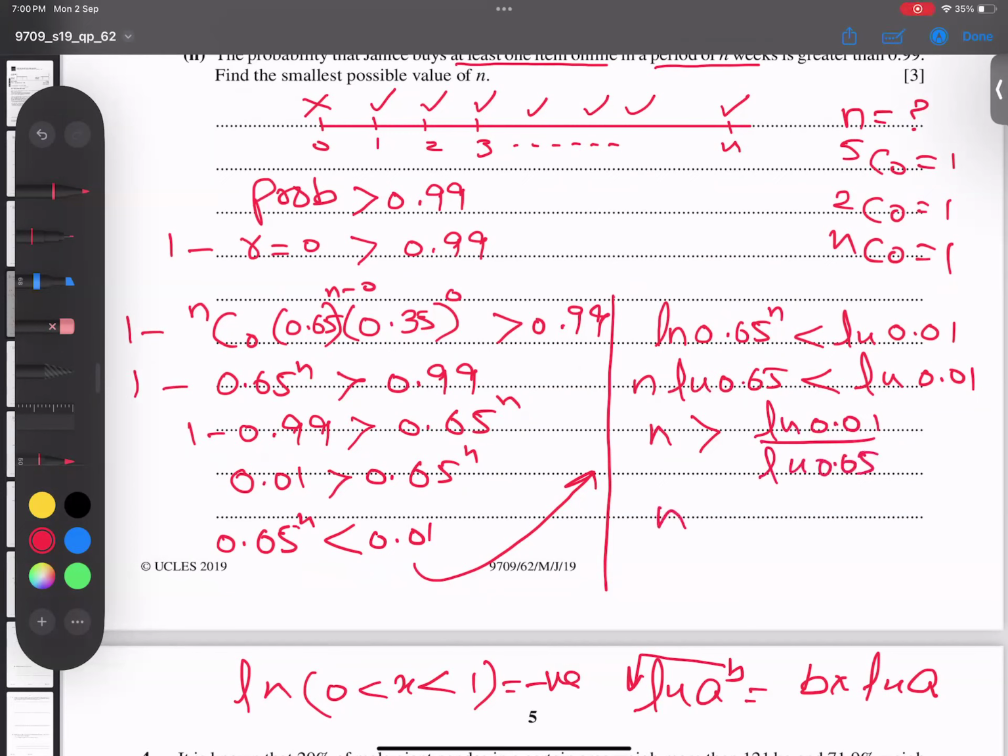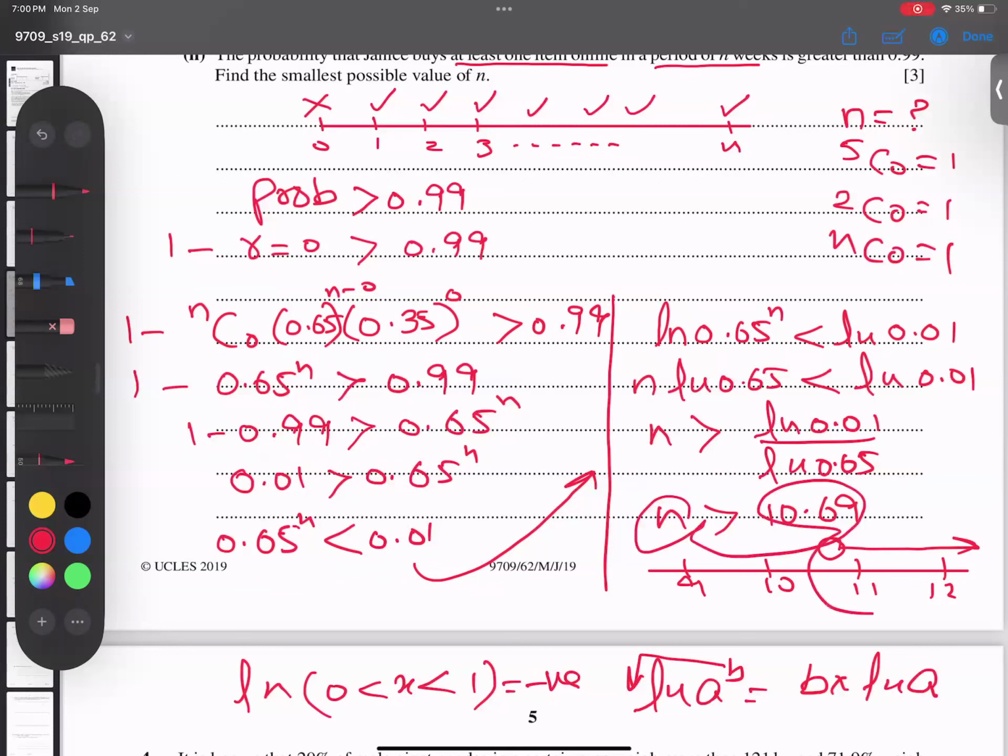And if I type it in the calculator, I'm getting 10.69. And if I draw a number line here, this is 9, this is 10, this is 11, this is 12. And 10.69 is coming here and going to the right side. Why the right side? Because the n value is more than this number. But we have a million trillion numbers: 11, 12, 13, 14, 15.